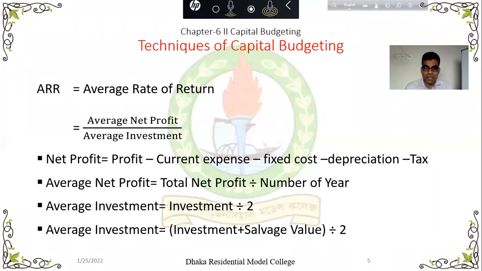So what is average investment? First, average net profit: the formula is total net profit divided by number of years. Then average investment equals investment divided by 2. Another formula of calculating average investment: if there is salvage value, it has to be added with investment. Investment plus salvage value divided by 2. Then you will get average investment. These are the formulas for getting ARR.